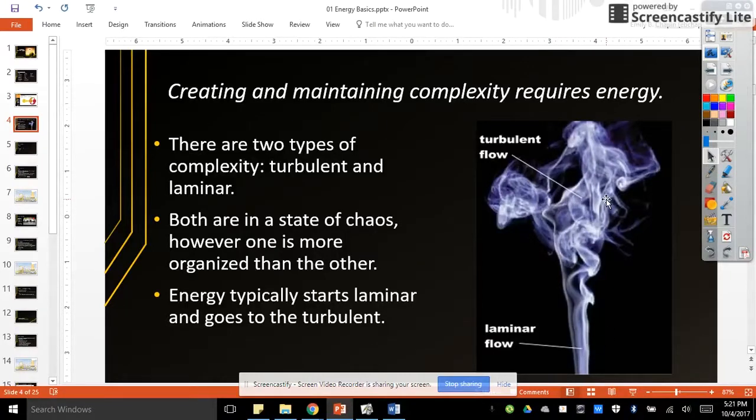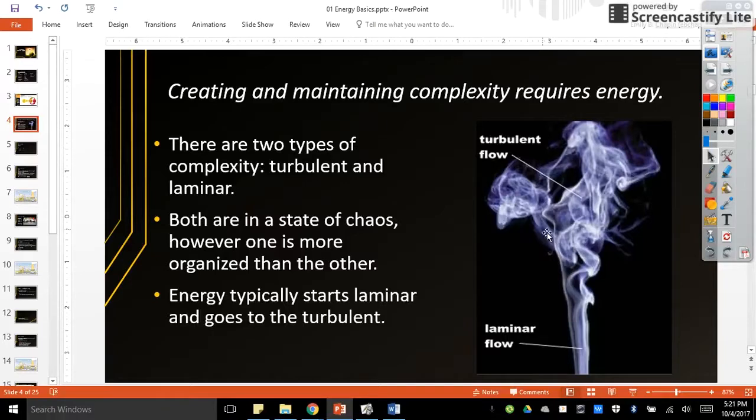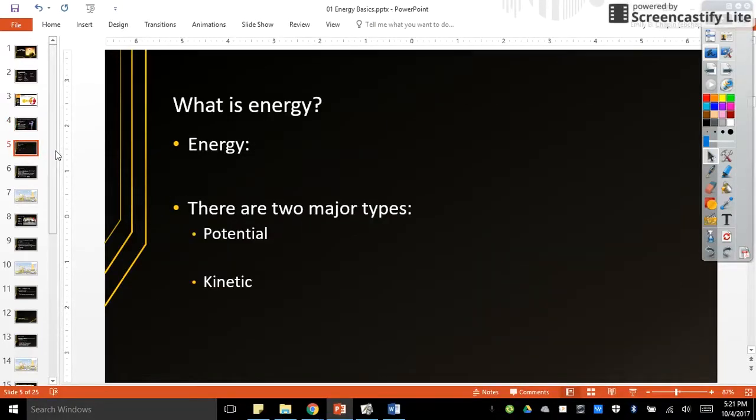And as we start to lose energy or even gain energy, we're going to increase chaos. This is also the idea of entropy in a system whenever we are using energy. So what is that idea of energy in a system?